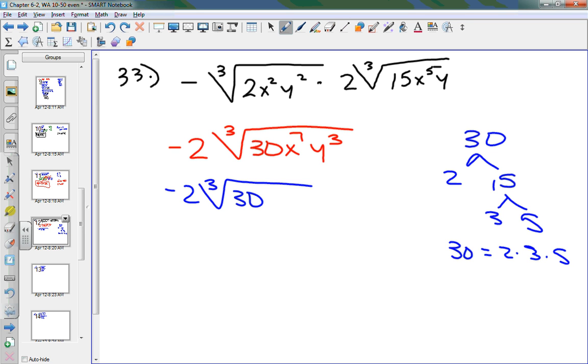I am going to be looking for a number smaller than 7 divisible by 3. So what is a number smaller than 7 divisible by 3? X to the 6 times x. How about y cubed? That stays as y cubed.